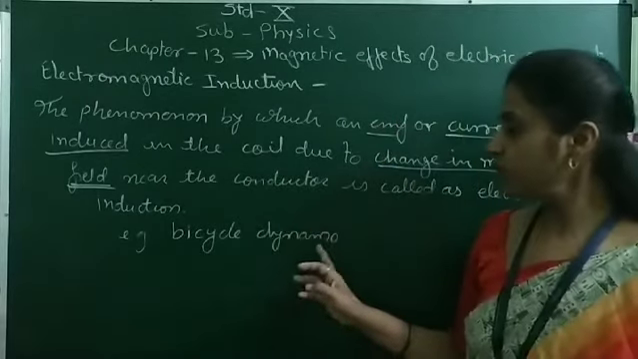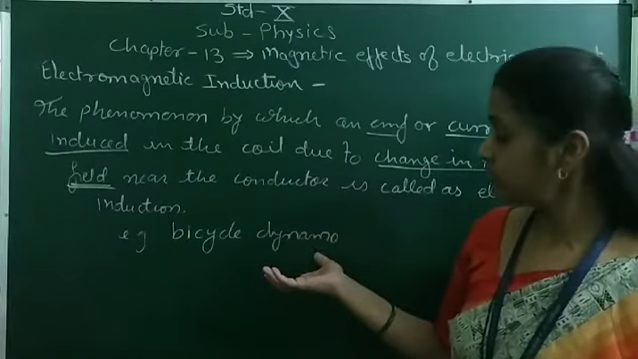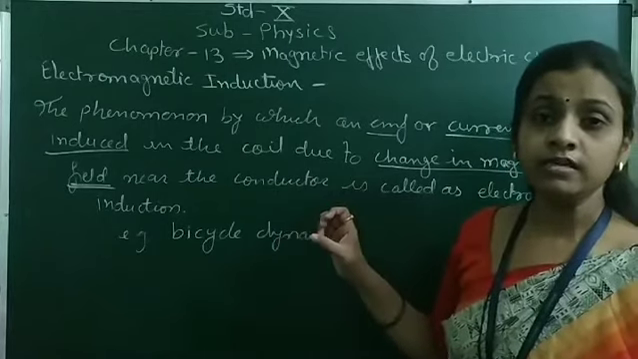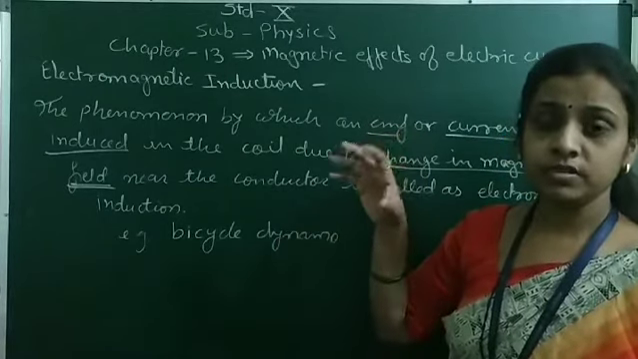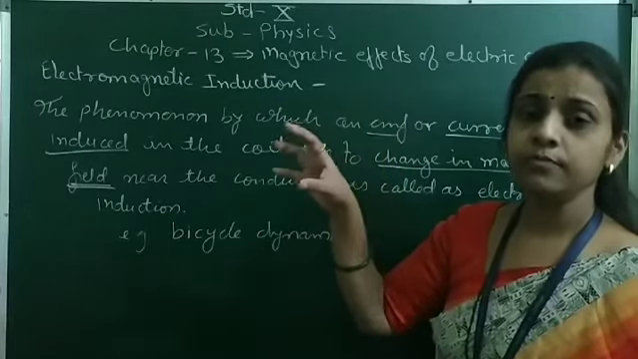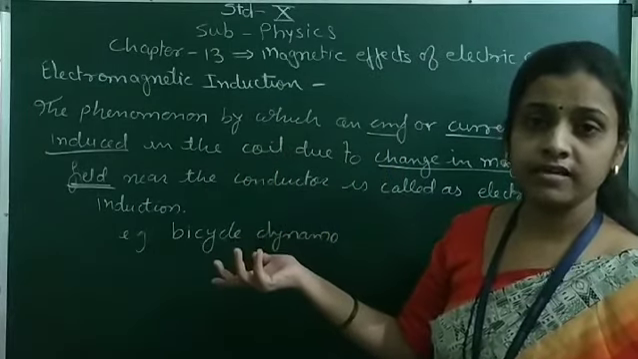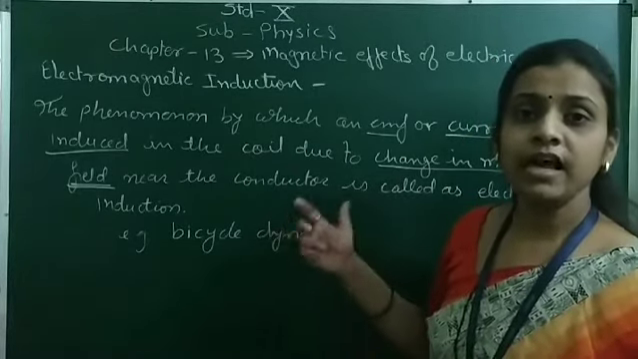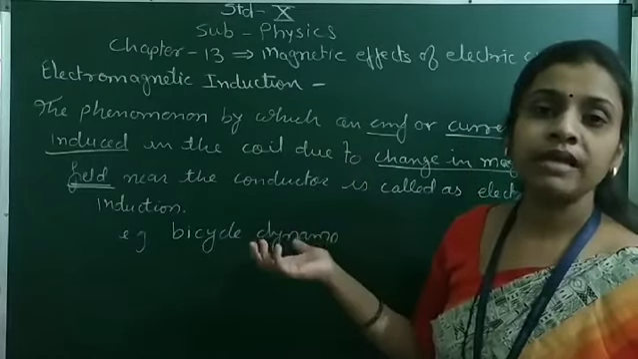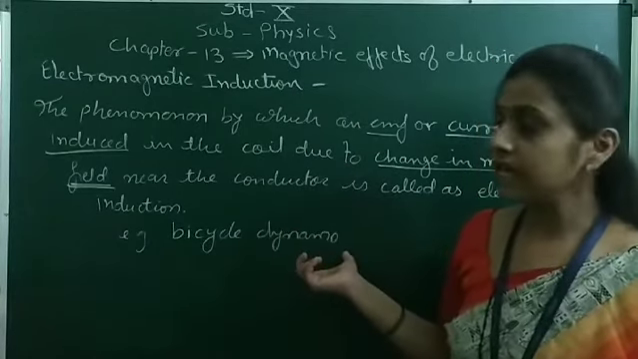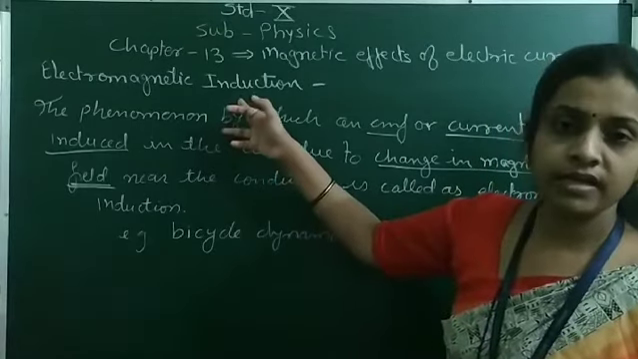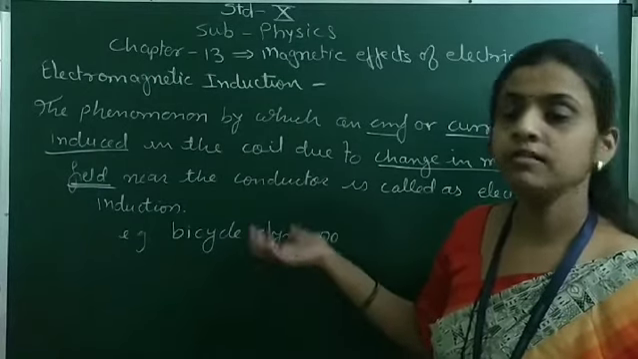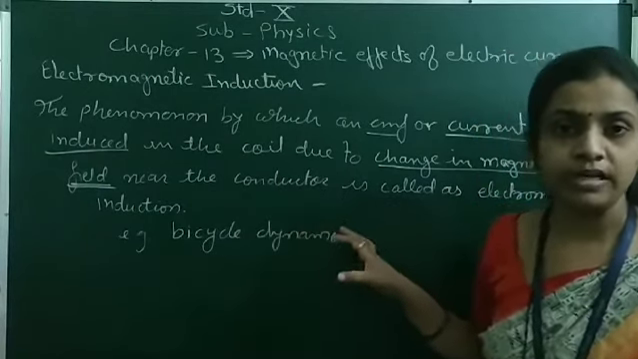In a bicycle dynamo, as you have also seen in your early years, there is a dynamo that powers the light ahead on the cycle. Whenever there is cycling, it produces electricity, and due to that electricity the light can glow. That is called a bicycle dynamo. It works on the principle of electromagnetic induction. So I hope you understand the activity related to electromagnetic induction and the definition of electromagnetic induction.